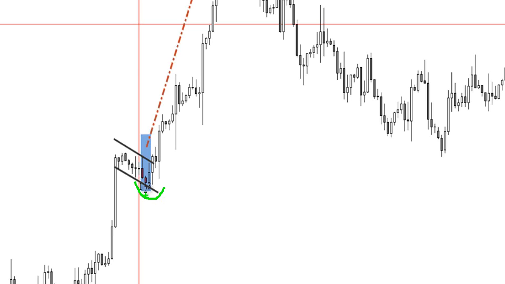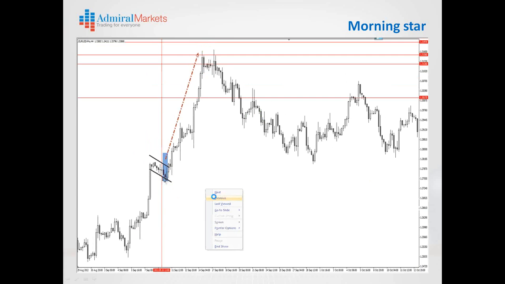So we don't take trades into a live candle. We always need to wait for the candle to close. So when this candle closed, we knew that this was a morning star pattern, and you see it broke the flag and it went up. It's double confirmation: a flag in an uptrend, and we have a morning star just spiking up the price. You see, it's a perfect example of naked trading. And you see where the price went up.